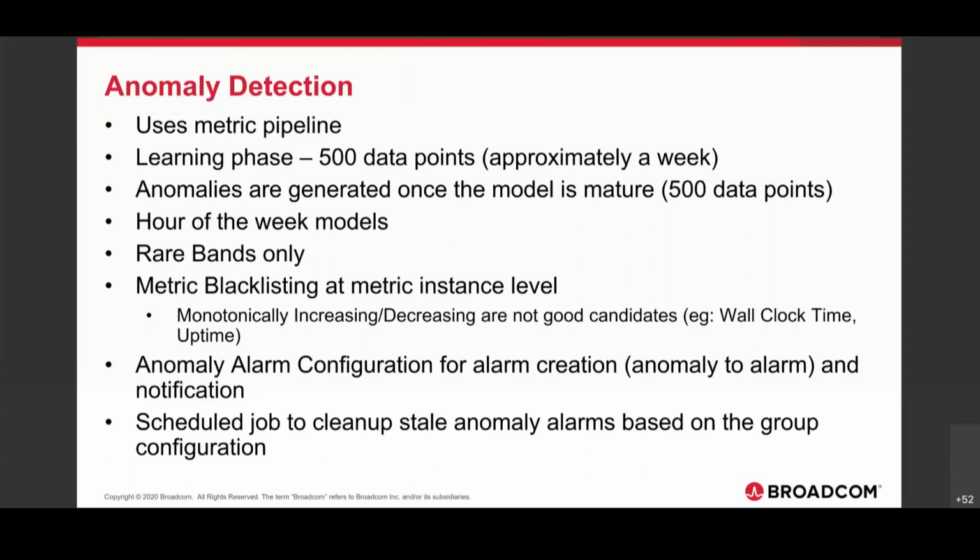So based on our analysis, we identified at least 500 data points is a good amount for us to know that we have enough data points to start predicting or start creating anomalies out of it. So during the initial phase, using a single model, we will accumulate all the data that we see. That is roughly close to a week, depending upon how continuous the data points are. And then we actually start having more extensive models per hour.